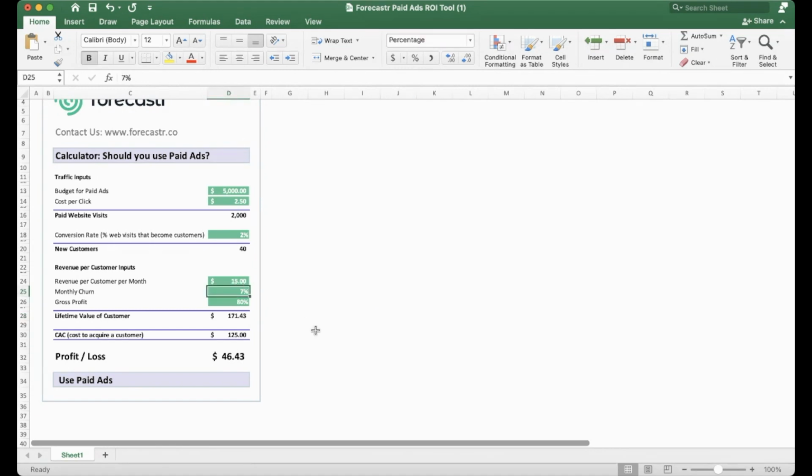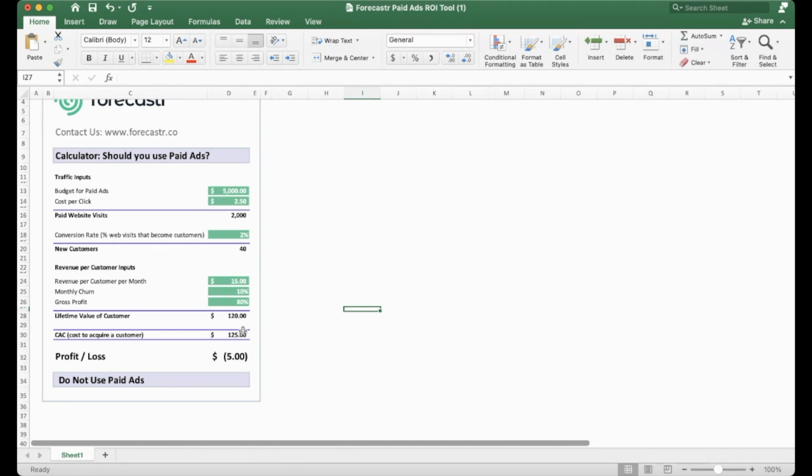I can also determine which inputs the model is the most sensitive to. So for example, let's say that my churn rate isn't 7%. Let's say it's 8%. That had a pretty drastic impact. If I say it's 9%, and we're barely profitable at this point. So at this point, I understand if it's a 10%, then I'm not even profitable.